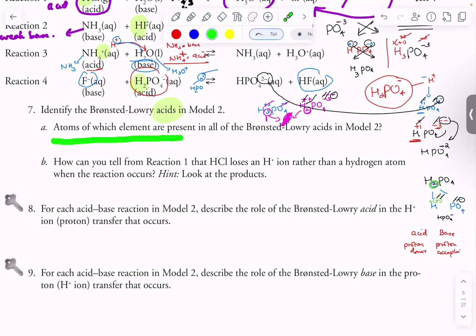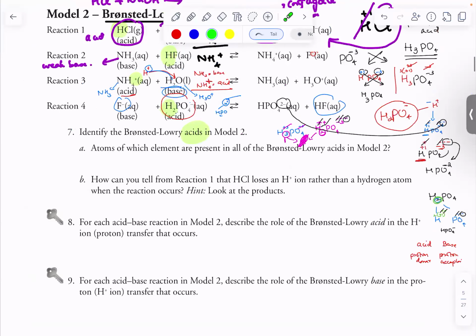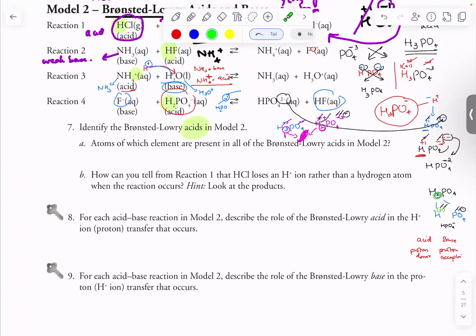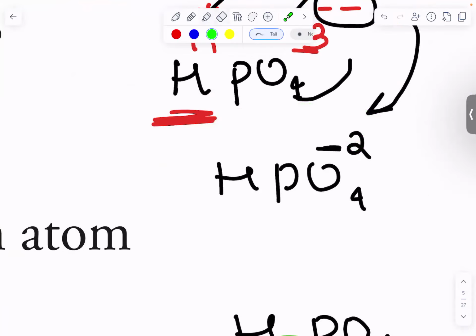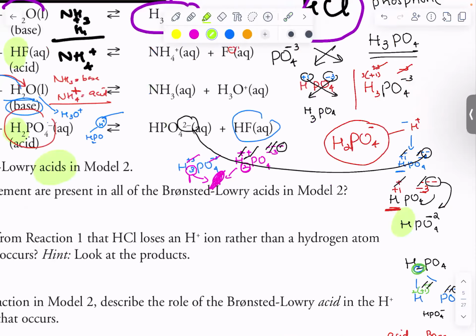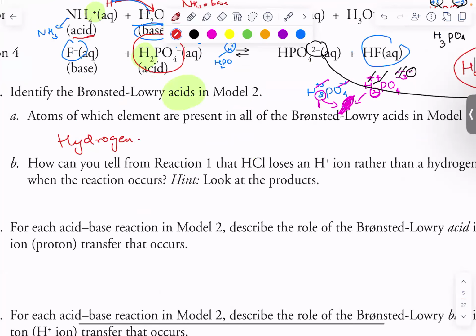Atoms of which elements are present in all of the Bronsted-Lowry acids in model 2? Which atoms are representing the acid? For example, in this, which thing is representing the acid? HPO4. No, which thing is representing the acid? Only the hydrogen. So what is the answer here? Hydrogen. Are you getting it, Somya? Yes. So this is only for Bronsted-Lowry, not for Arrhenius. Arrhenius is something else.